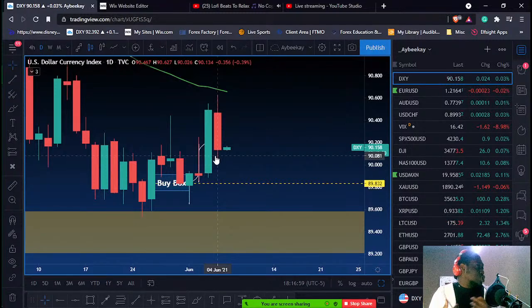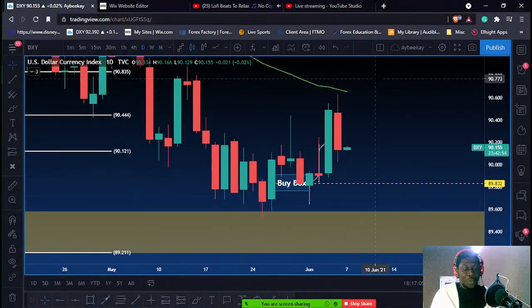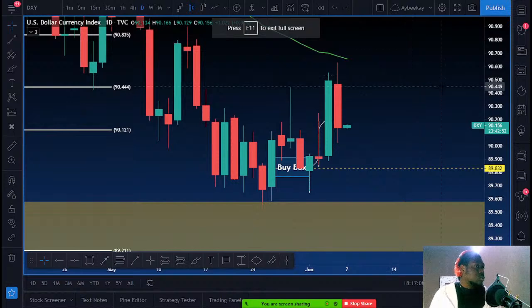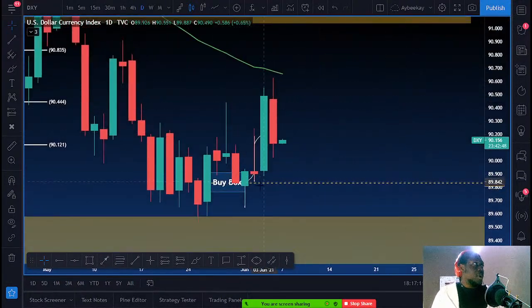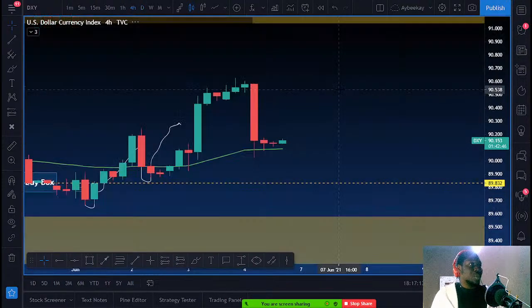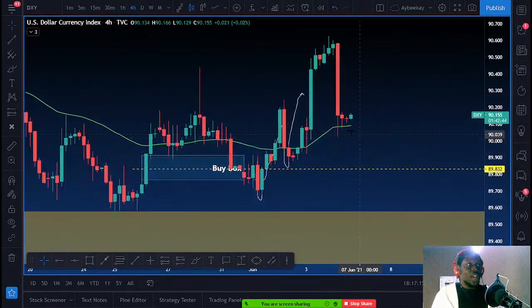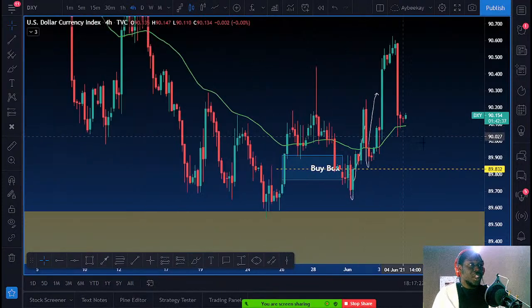So that's still showing me good signs that there is a possibility that price can go bullish. Let me get rid of this and also go full screen. Sorry. All right, so once I have that price has gone bullish and we got this retracement, let me go on the 4-hour time frame. I do like how on the 4-hour that it's holding over this 50 EMA right here.